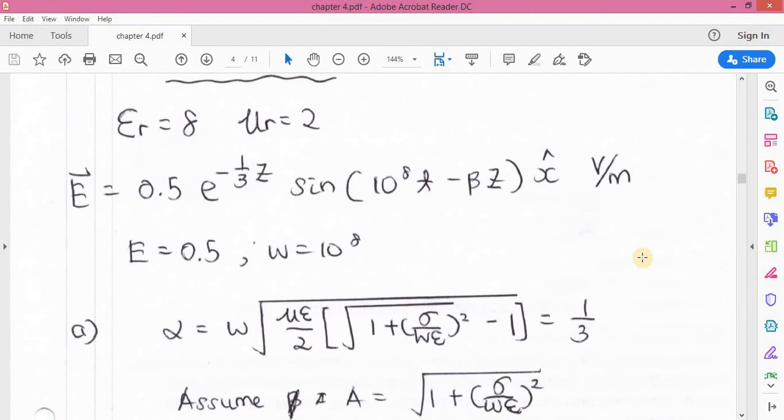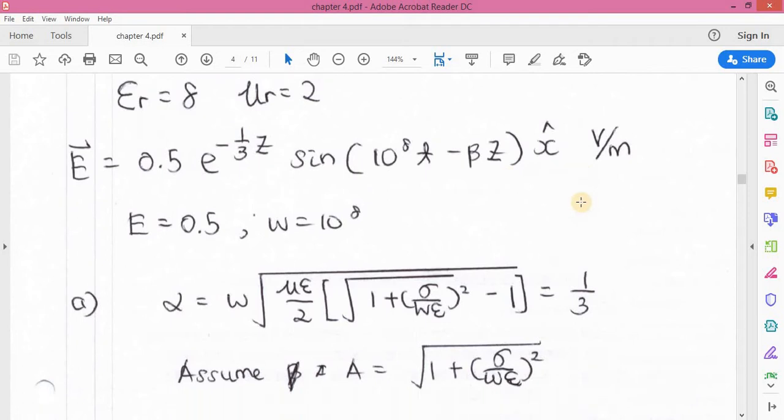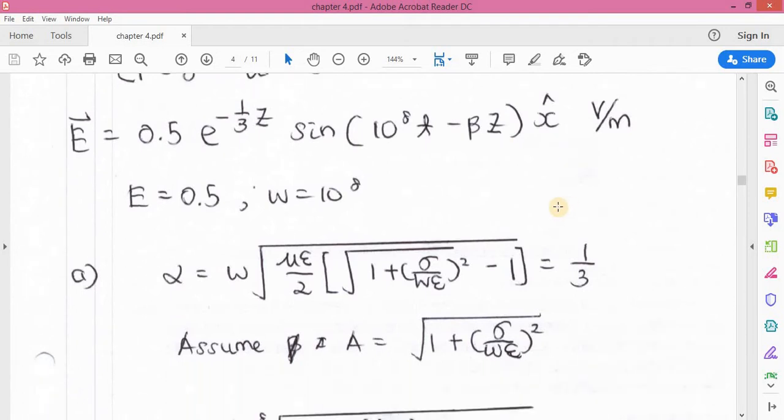So first of all, we jot down the information from the questions, given this one, and also this. So we have to find the beta. According to the questions, this alpha, or the attenuation constant, is 1/3, and we know that this medium is a lossy dielectric. So for this lossy dielectric, the attenuation constant can be calculated by using these equations.